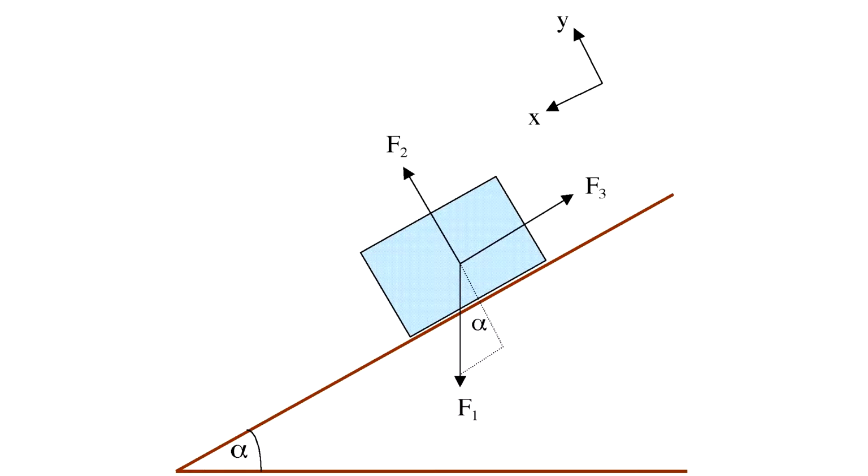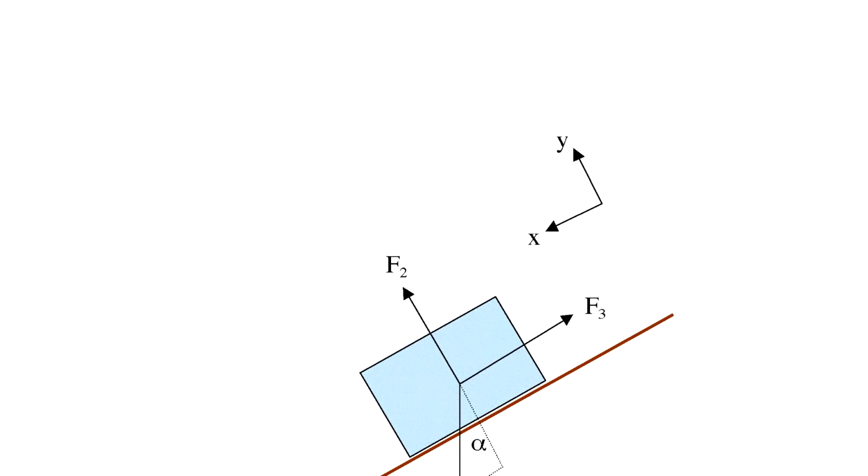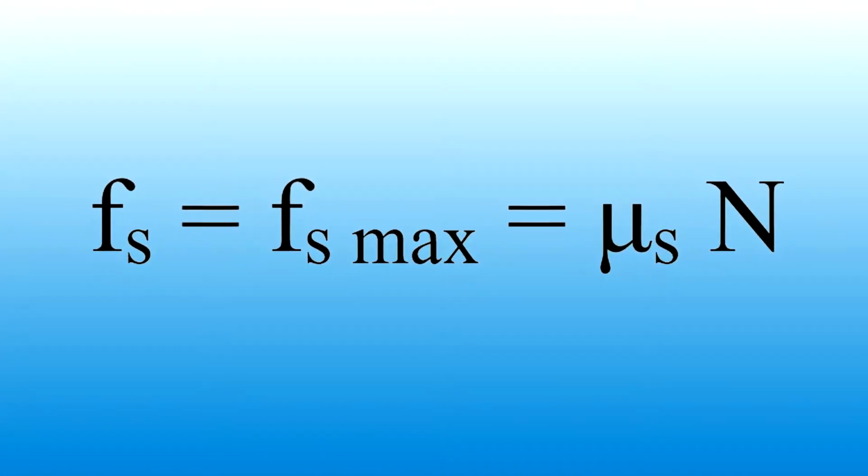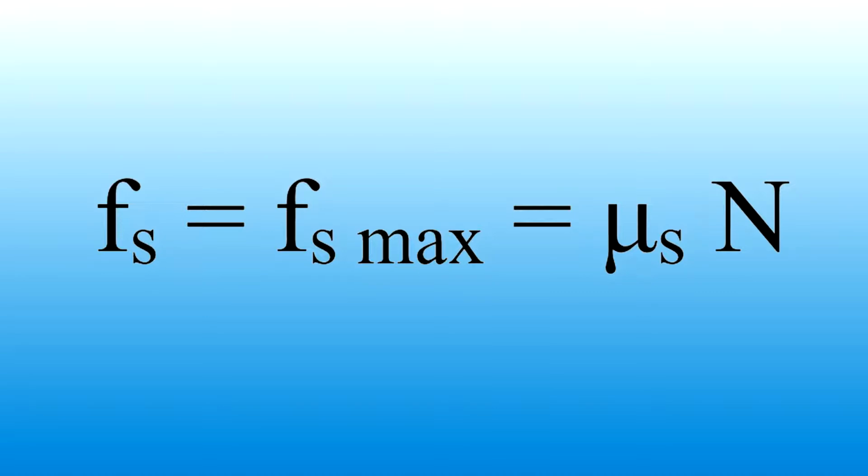Eventually, as the angle increases, that component of the force of gravity exceeds the maximum value of the force of static friction, and the block slides off. But how does the angle at which this occurs relate to the coefficient of static friction? Here we can use Fs equals Fs max equals mu Sn, because this is the angle at which the force of static friction equals its maximum value.